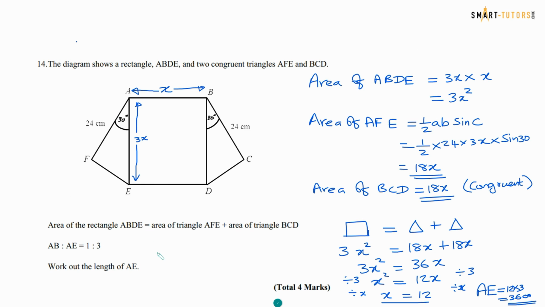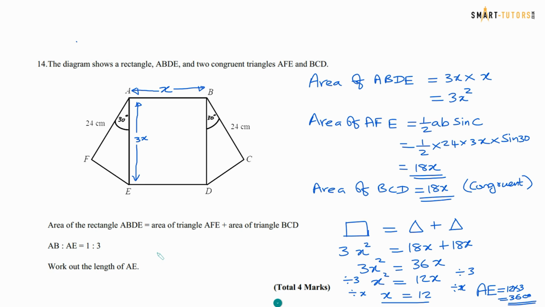Question number 14. The diagram shows a rectangle ABCD and two congruent triangles. The area of the rectangle is equal to the area of the AFE triangle plus the area of the BCD triangle. AB to AE is 1:3, so AB is 1 and AE is 3. So 1:3 means 1x and 3x. In that concept, the area of the ABCD rectangle is 3x times x, which is 3x squared.